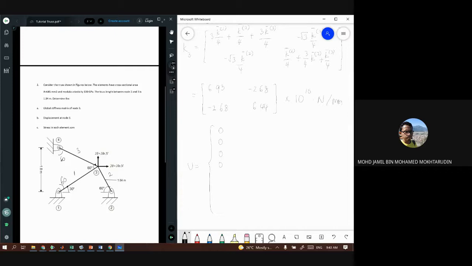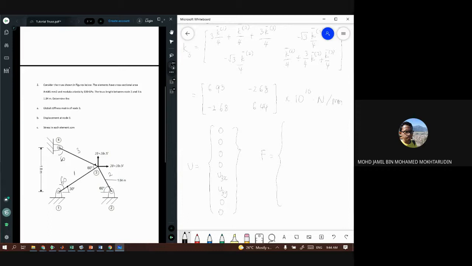And then for node number 3, it can move in either the X or the Y direction, so you have U3X and U3Y. And for node number 4, it is similar to node number 1 and number 2, so no displacement. Okay, so this is the displacement vector. And then assemble the force vector.